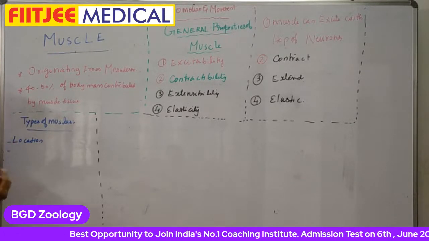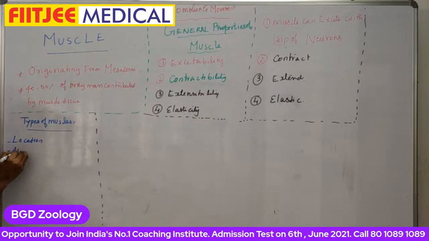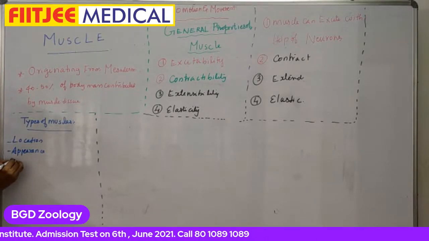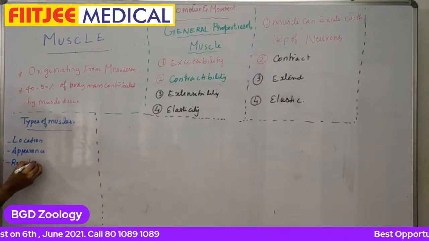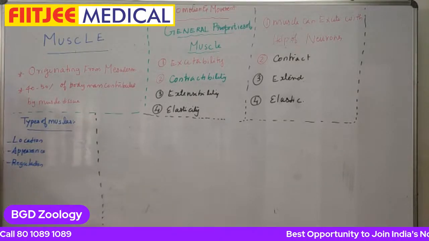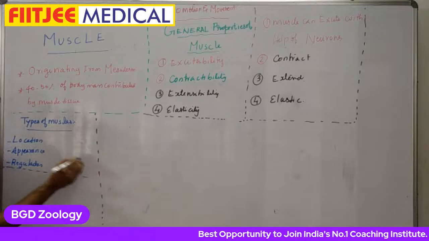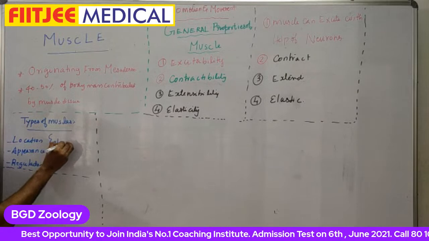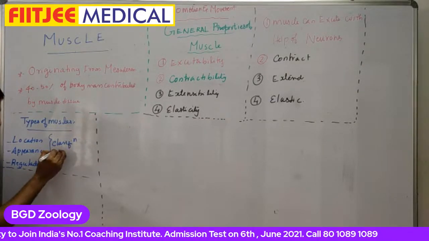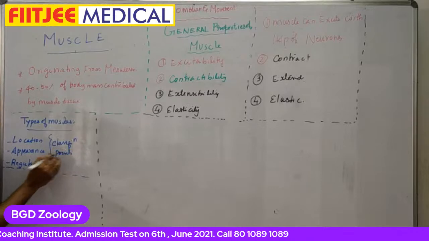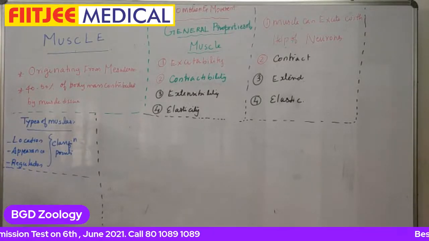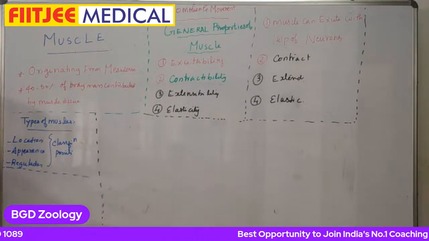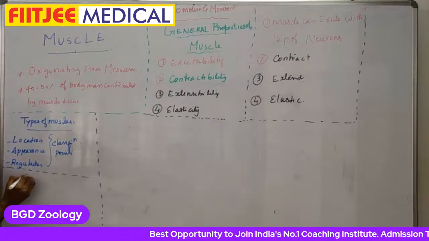The second point we may consider is the appearance. The third point we may consider is regulation. So three things we have considered for the classification. The classification points are the location, appearance, and the regulation. Now, first of all, we can talk about the first muscle, that is skeletal muscles.